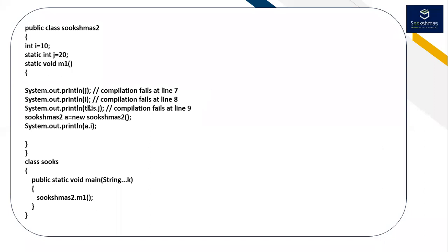Line 8 also, you are saying that the instance variable we are unable to access inside the static method, right? So we're saying that compilation fails at line 8. Yes, sir. Okay, then any other? Only one error in this code?